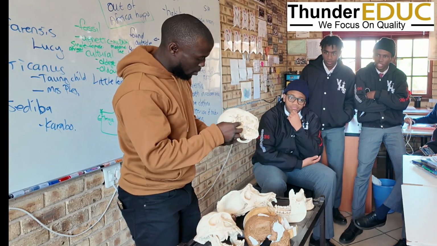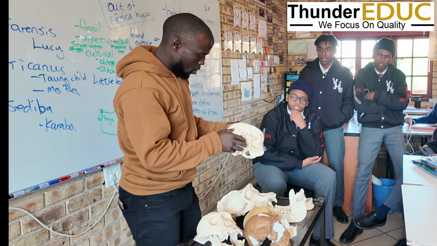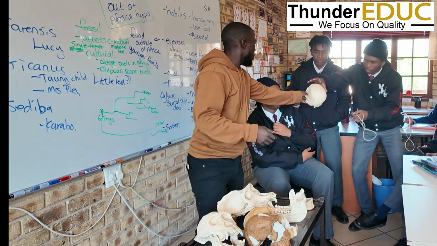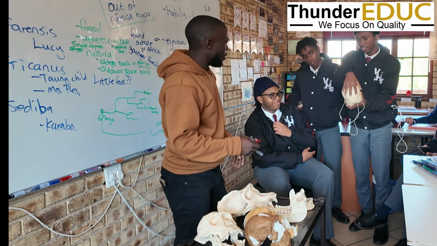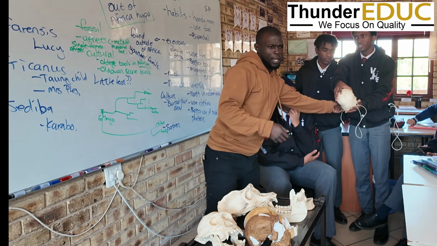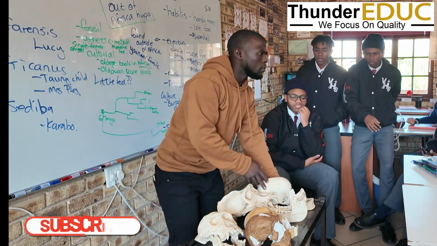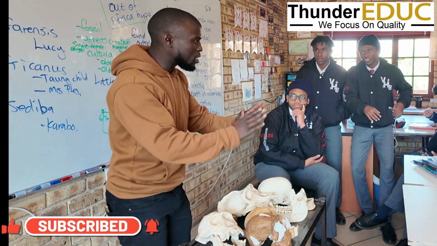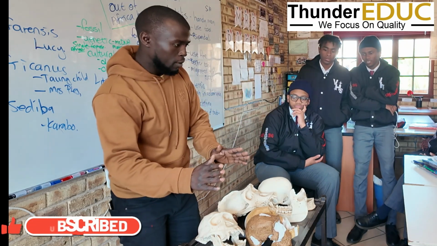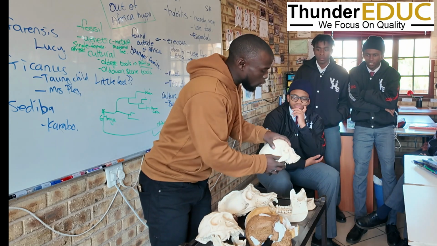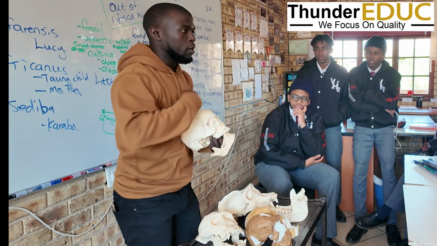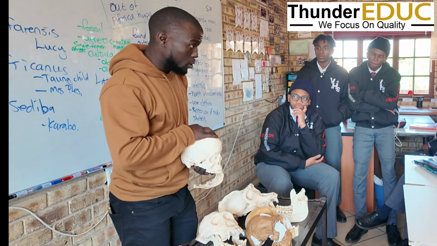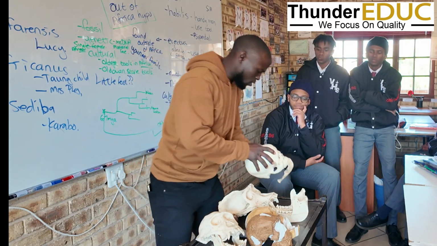There's no brow ridge. Cranium. Who is saying cranium? I say cranium. Where is the cranium here? What is the cranium? Brain box, right? Yes. Please don't confuse the difference between a cranium and a skull. When you talk about a skull, you're talking about everything here. But when you talk about the cranium, you're talking about the brain box. Do you understand? Yes.